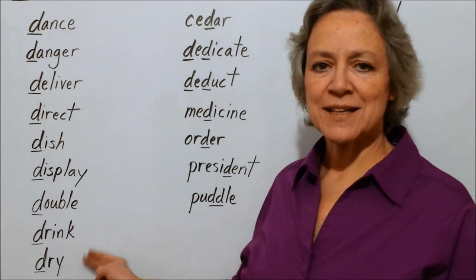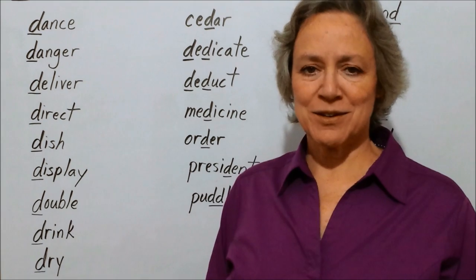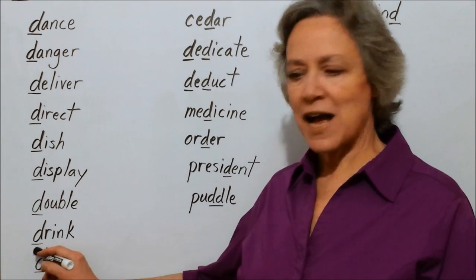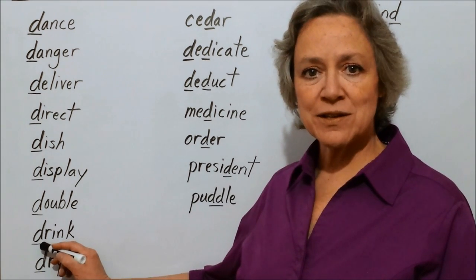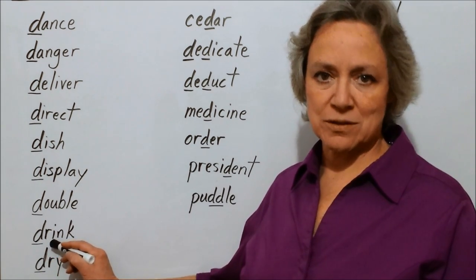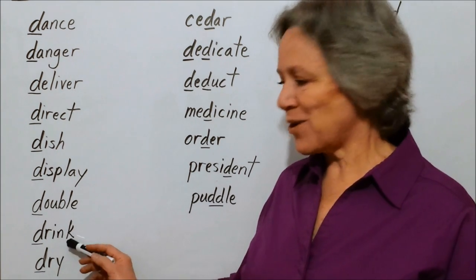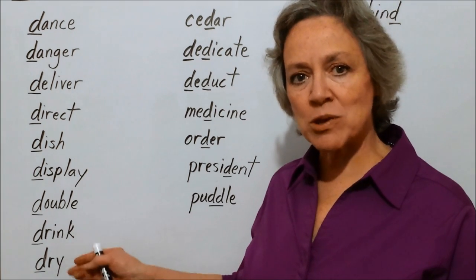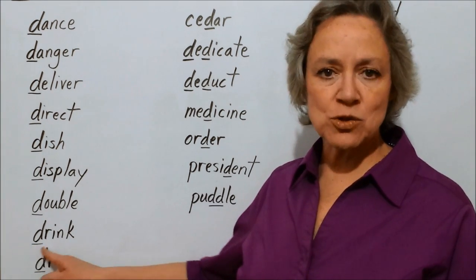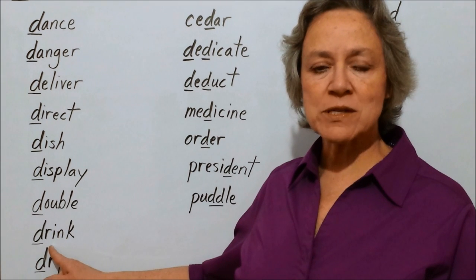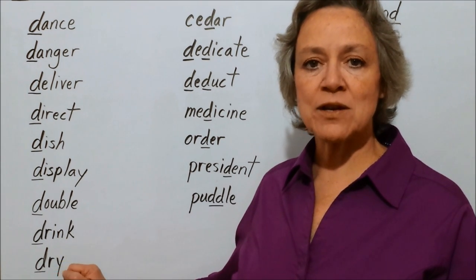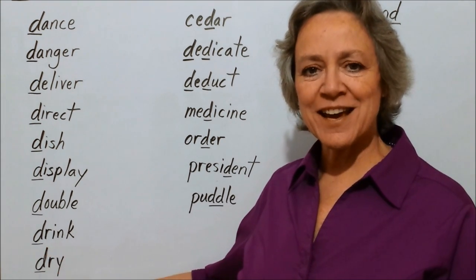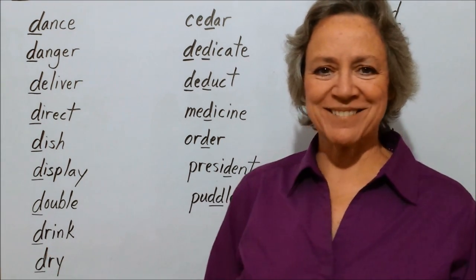And as with the t words that had t and r, I have two words here with d followed by r, okay? So I would like to remind you to not add an additional vowel sound between these two sounds, okay? There's no vowel sound between d and r, okay? Drink, drink, and dry. All right, great.